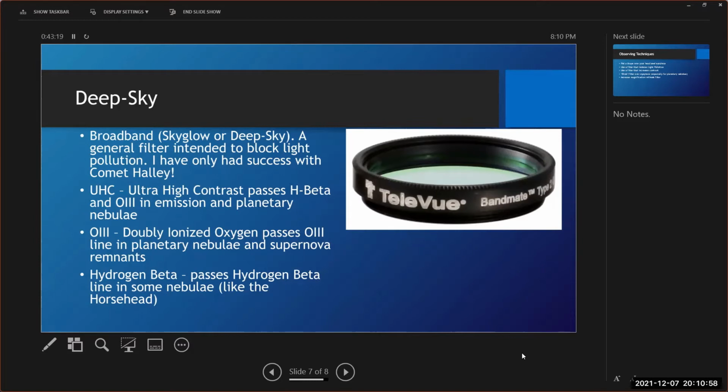And then the final one I see is hydrogen beta. The hydrogen beta filter lets very, very little light through. It is a very specific specialty filter, perhaps for the Horsehead Nebula or the California Nebula, because it's those specific wavelengths of light that those objects emit. They're not as commonly seen as the oxygen 3 or the UHC bandwidths.